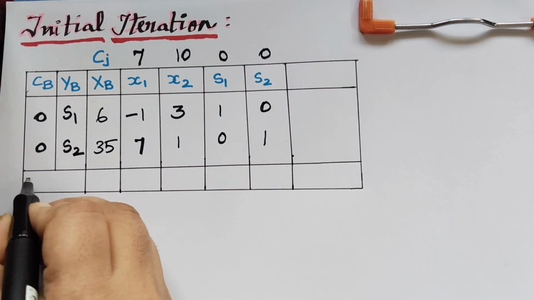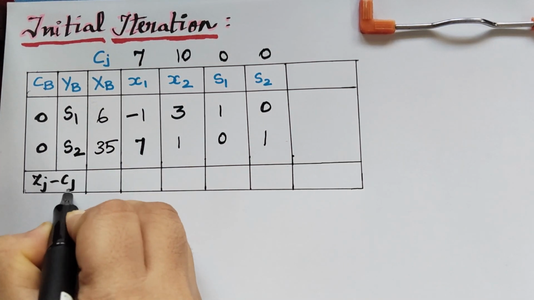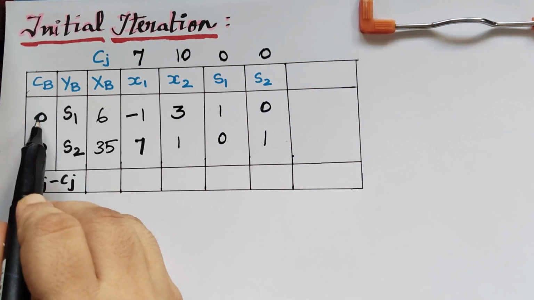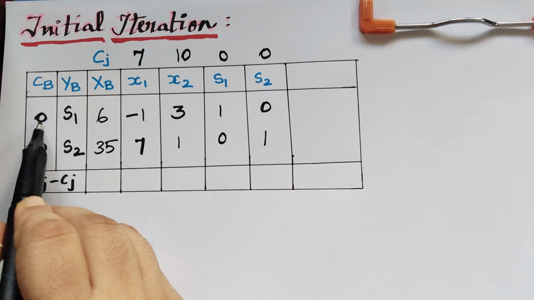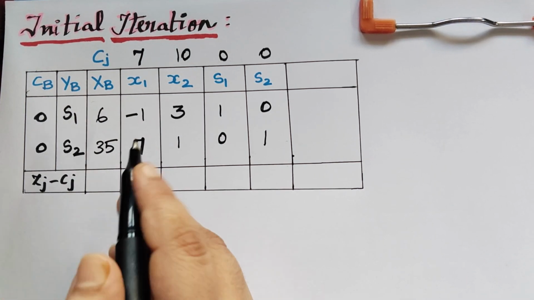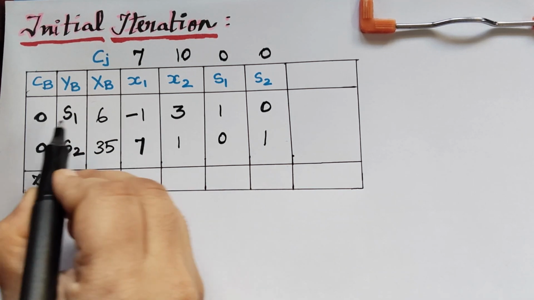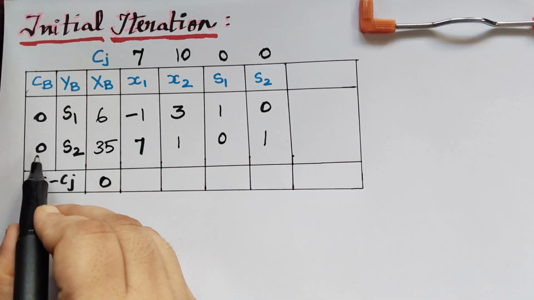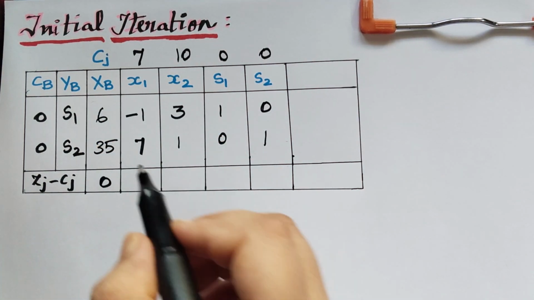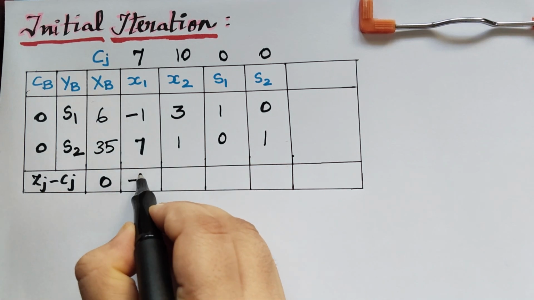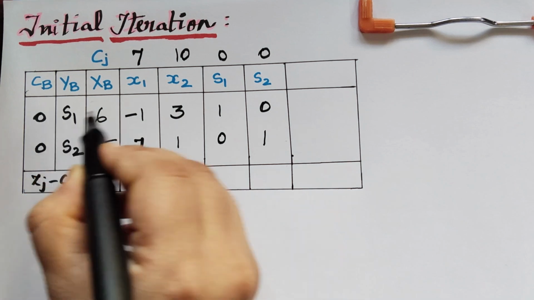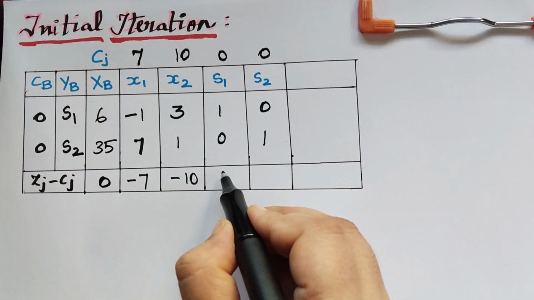So the next step is we have to find Zj minus Cj. So what is that? Zj minus Cj is obtained by multiplying the cost values, that is 0 multiplied with 6 plus 0 multiplied with 35. So it is 0 only. And 0 multiplied with minus 1 plus 0 multiplied with 7, both are 0. Minus, you have to write minus 7. So minus 7. This 0 into 3 plus 0 into 1 minus 10. 0 into 1 plus 0 into 0 minus 0 is 0.